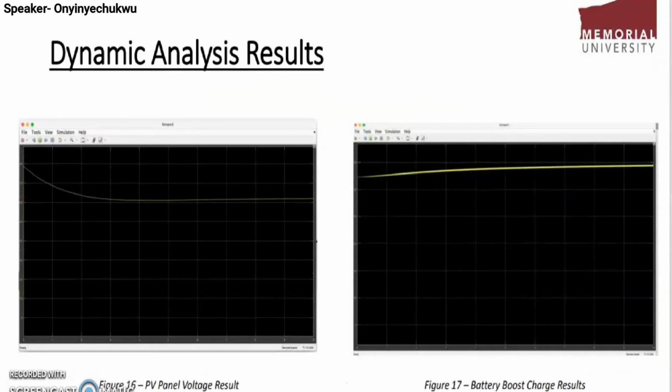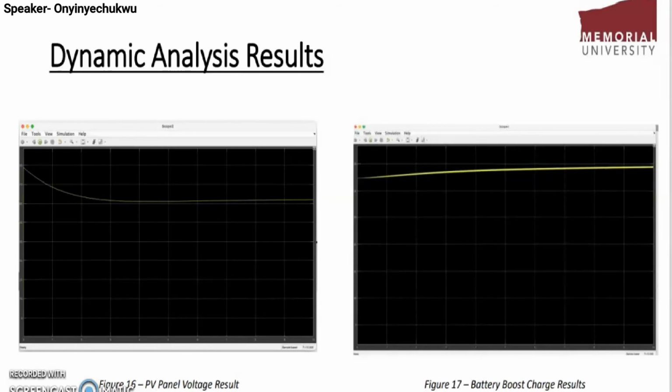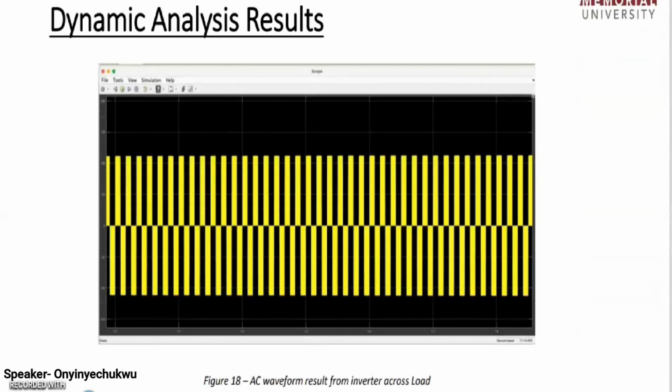For the dynamic results, for the PV panel, as you can see, the voltage reaches stability, while for the boost converter, the results show that it keeps charging and keeps boosting the input voltage. So they all ascertained stability. The AC waveform from the inverter is a square waveform with harmonics, and that's our dynamic results showing that this system was suitable for this setup.